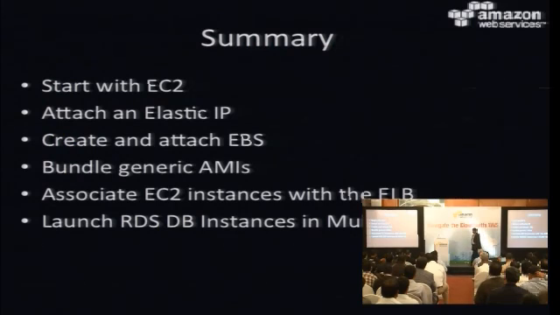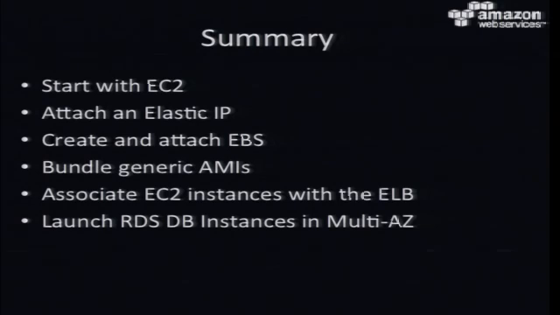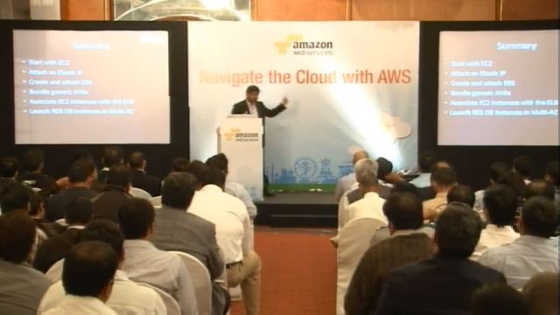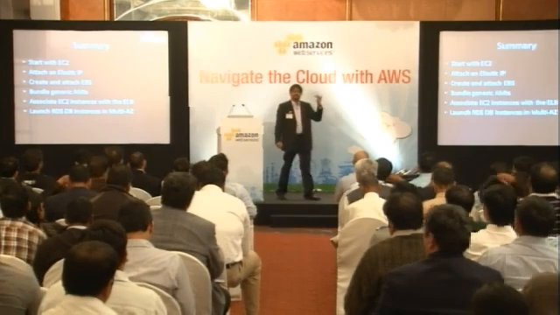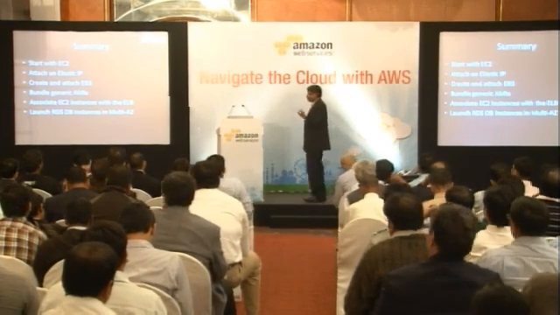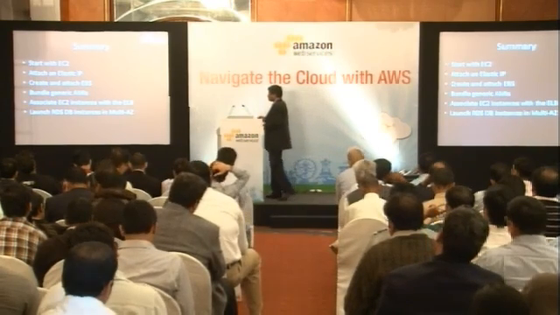Cool. So that brings us towards the end of this session. I know we covered quite a few concepts in a very short span of time, but the idea is to give you various mechanisms and lines of defense to deal with your fault-tolerant applications on the cloud. So to summarize, start with EC2. I should mention, start with at least 2 EC2 instances, minimum 2 instances deployed in multiple availability zones.